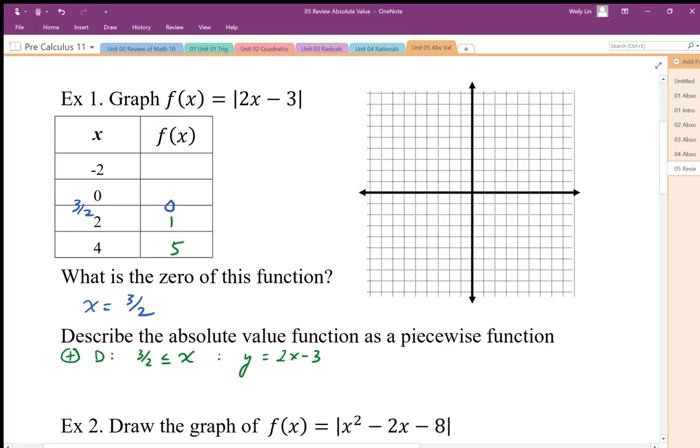Then we have the negative side. When we plug in 0, we get negative 3, absolute value is positive 3. Negative 2, we get negative 7, absolute value is positive 7. So for the negative side, the domain is x is less than 3 over 2. Since the expression 2x minus 3 is going to be negative here, we need to convert it to a positive by making it the opposite. So we rearrange it to negative 2x plus 3.